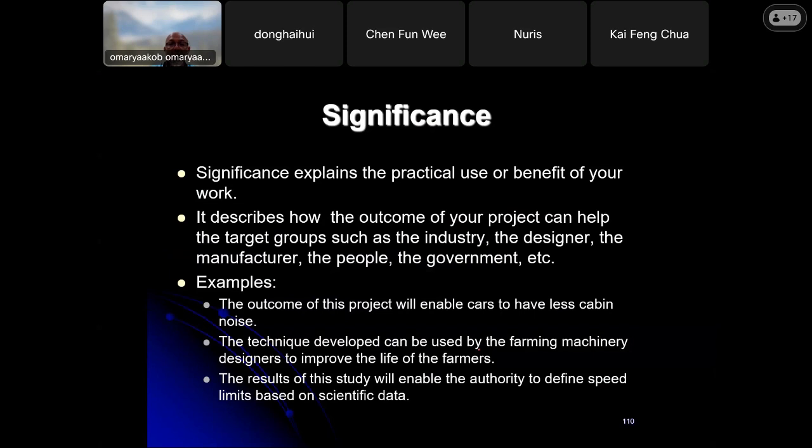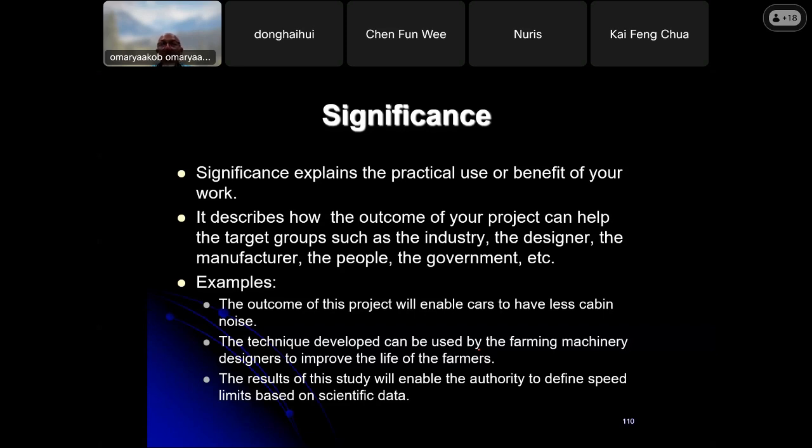Okay, finally, for your proposal, you need to have significance. At the end of the first chapter, the significance. Significance explains the practical use or benefit of your work. Describe how the outcome of your project can help the target group, such as the industry, the designer, the manufacturer, the rakyat, people, the government, the community, etc. What can they make use of your final results later? How will it contribute to them?